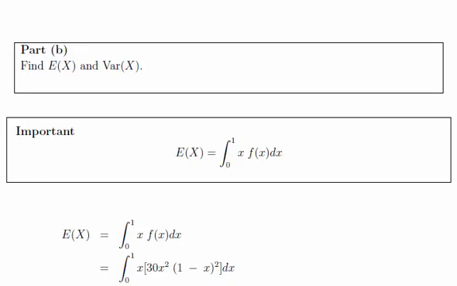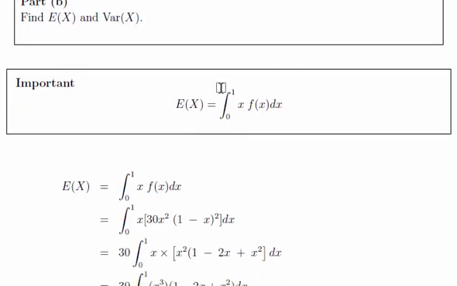So the second part is to find the expected value of x and the variance of x. Now, this is a very important little formula here. The expected value of x is the integral of x times f of x between our limits 0 and 1. And again, we're told them in the question.